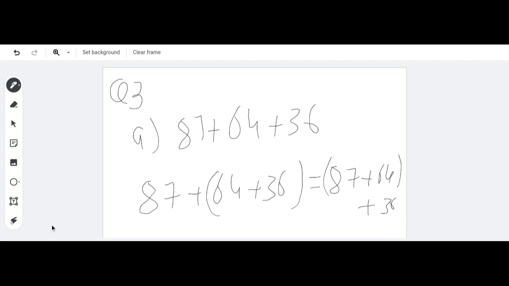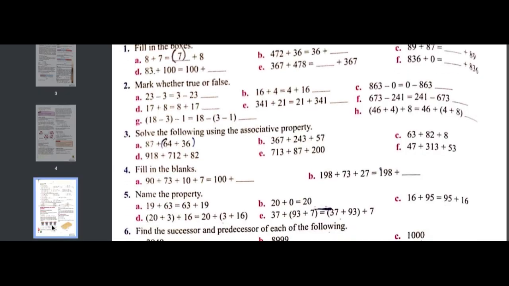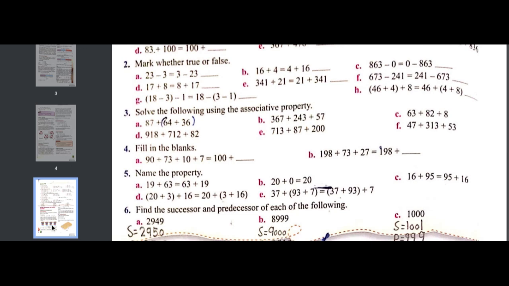So you have to complete question number 3, and question number 4, fill in the blanks. Same thing. You have to check by adding which two numbers we get the answer 100. 90 plus 10, we get 100. Then 73 plus 7, you will get 80. And then 100 plus 80 gives you 180. Simply. The same goes for B.